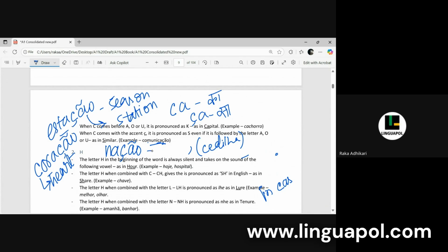Nação. Nação means nation. When you're noting the words, make sure you put the correct accents. So if I make the plural of any of these words, like if I take the word estação, season, and I want to make the plural of this, then I will make estações.